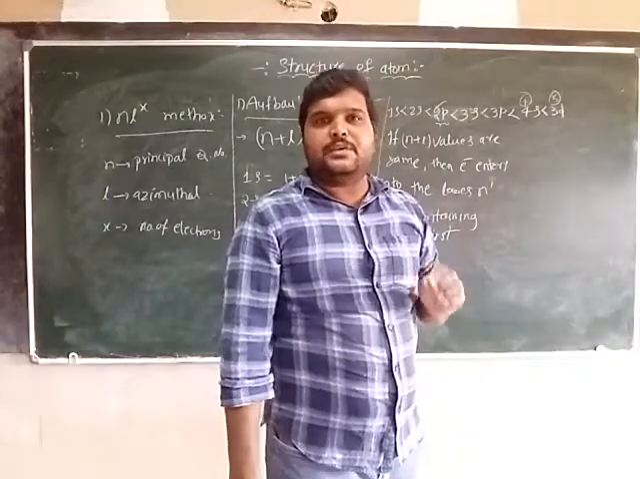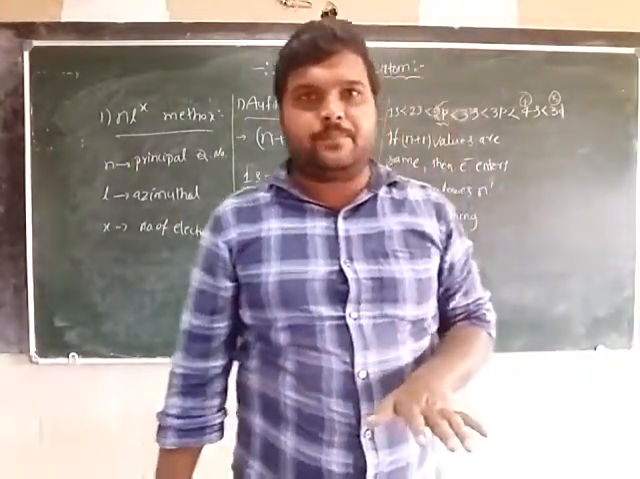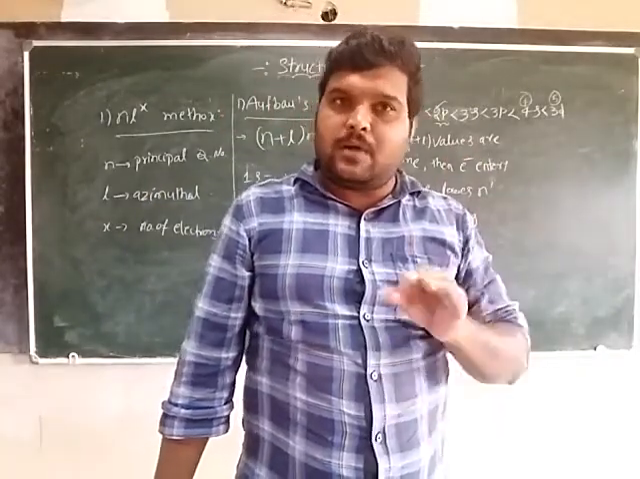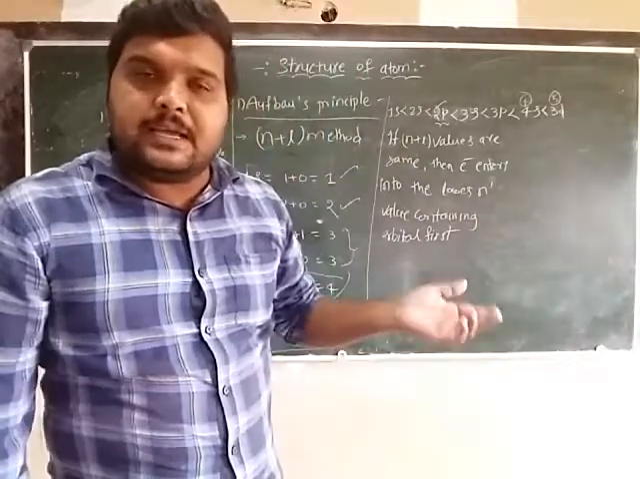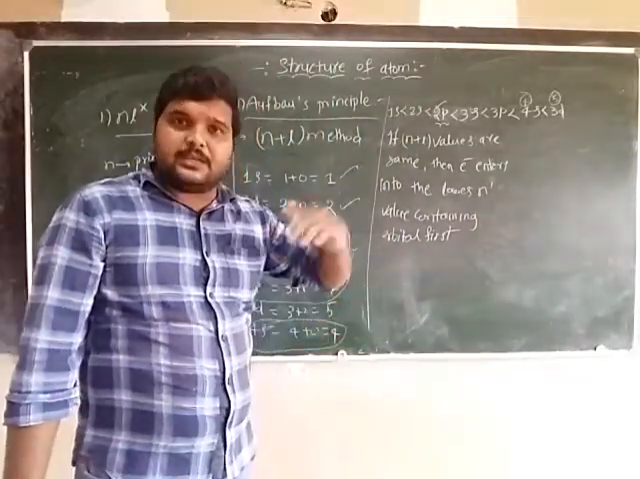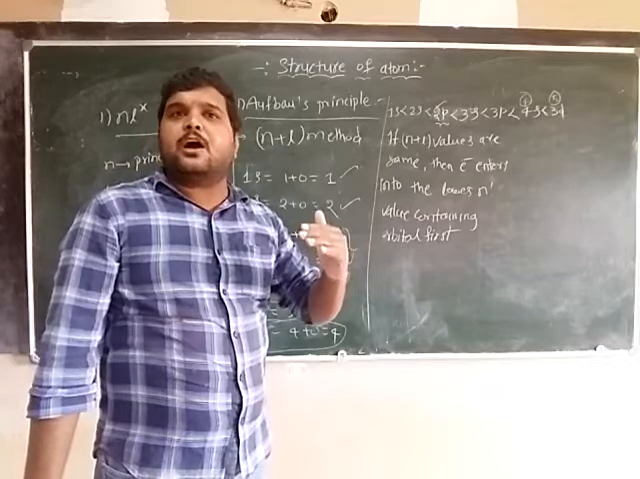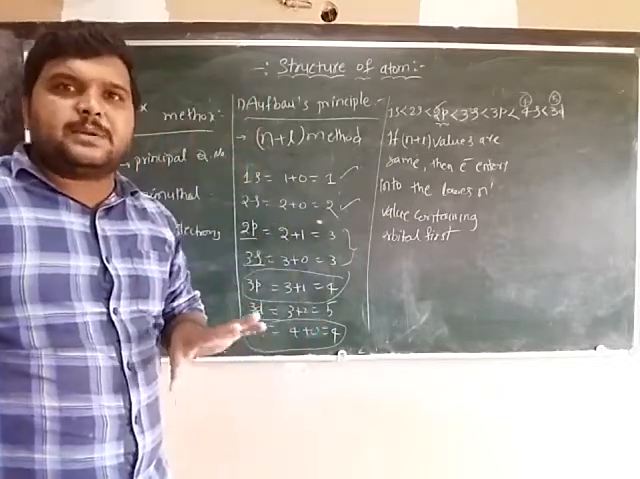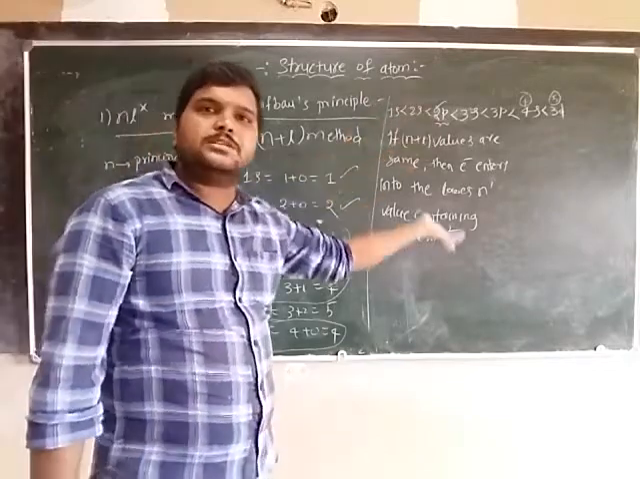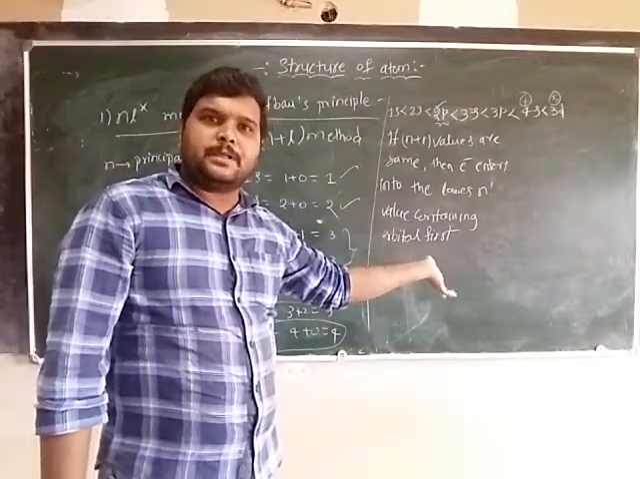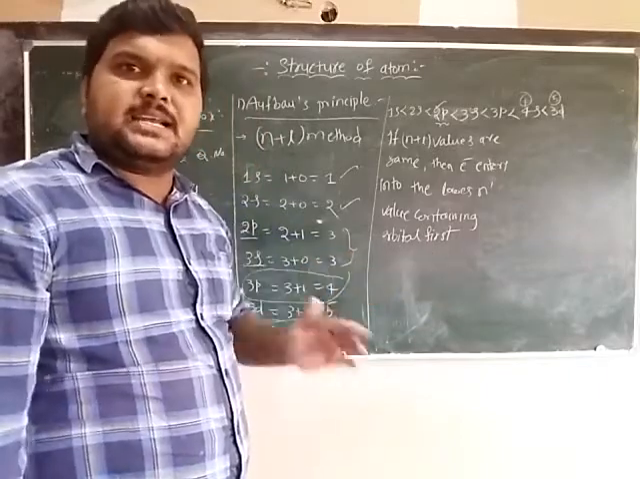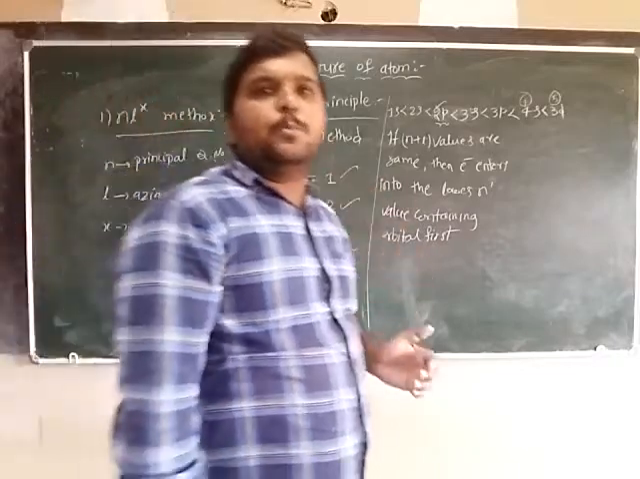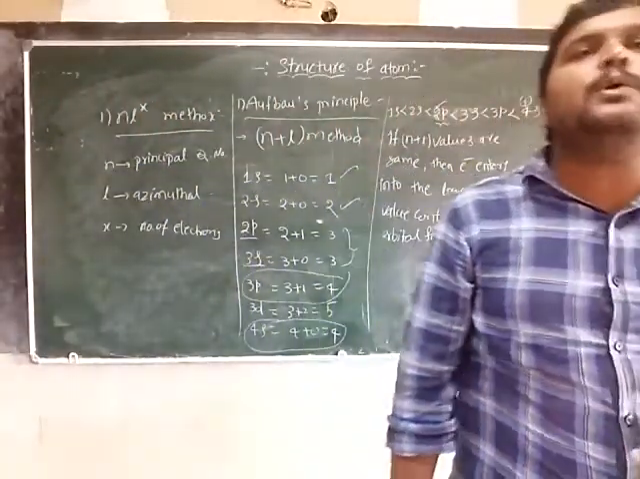What am I saying? If n plus l values are the same, first we have to check which n value is lower. According to the Aufbau principle, if electrons are filling the orbitals in the ground state, the first electron enters into the lowest n plus l value. So 4s, 3d: the lowest n plus l value is 4s only. So the electron enters into the 4s first, then later enters into the 3d. All of you clear? I think so. This is the Aufbau principle.